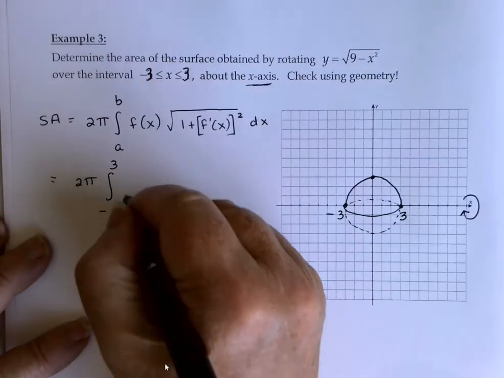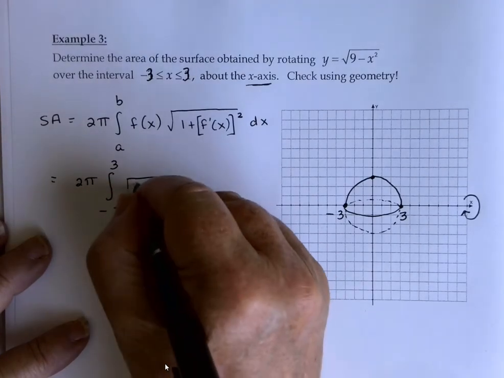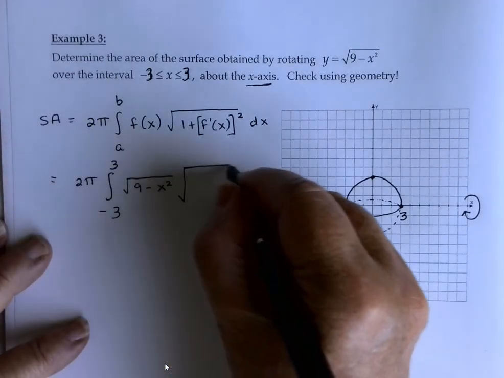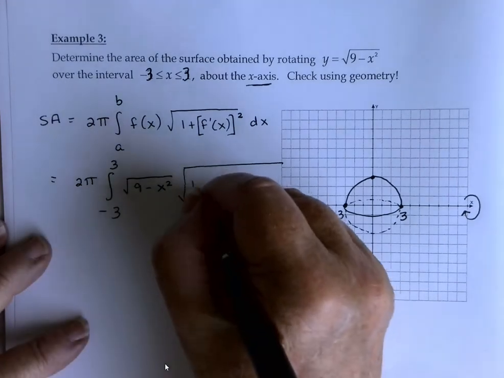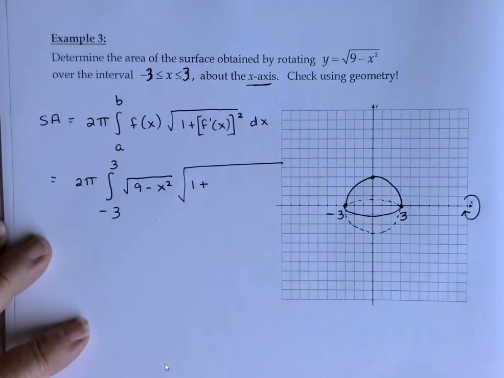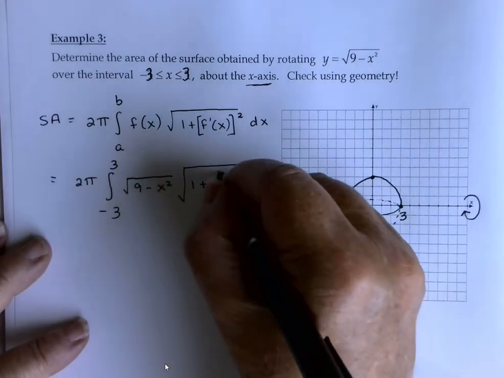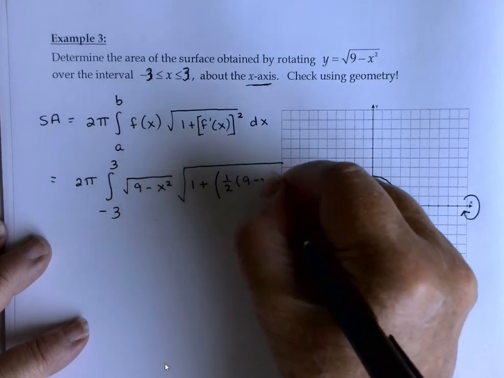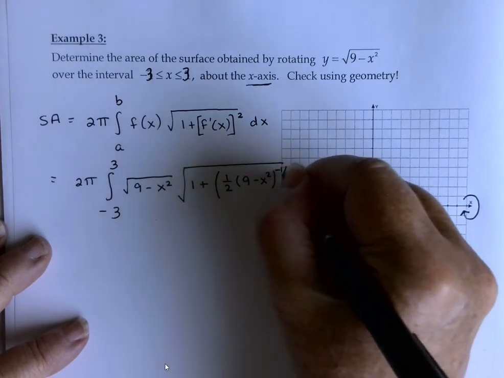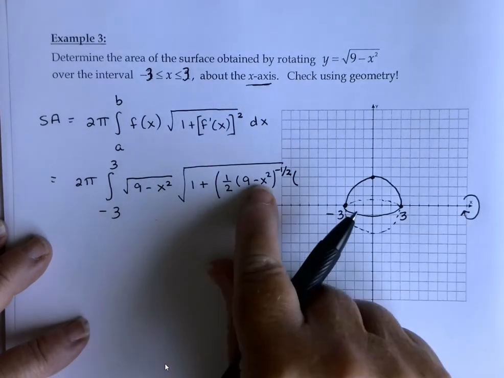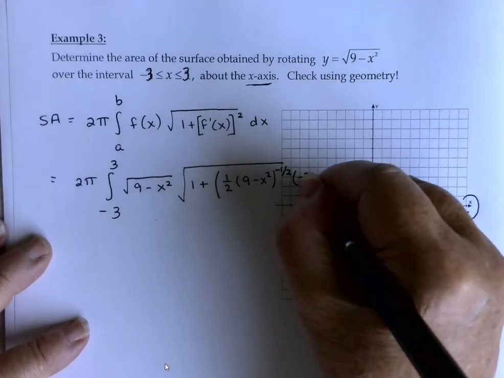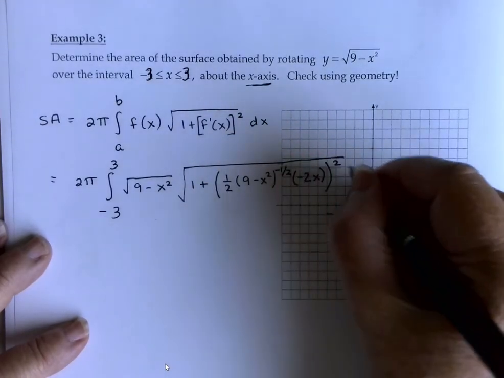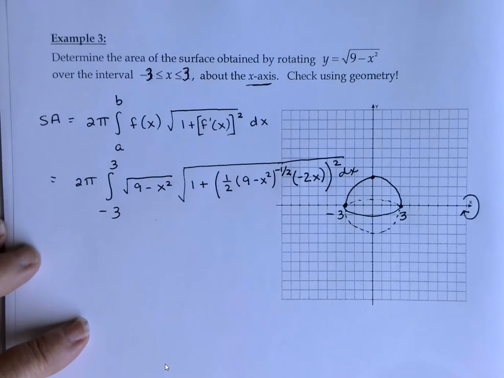my function, square root of 9 minus x squared, times the square root of 1 plus, and then the derivative of that function. 1/2, 9 minus x squared to the -1/2. Don't let me forget my chain rule here, times the -2x, all squared, dx.